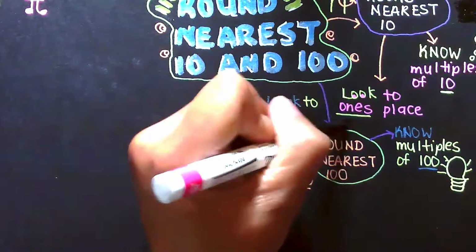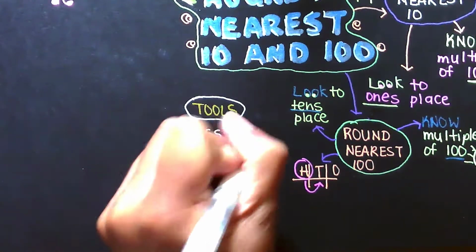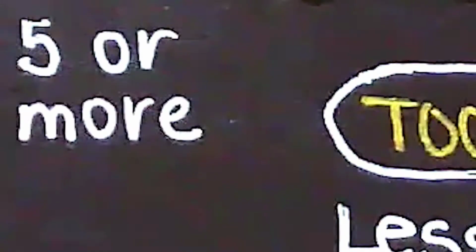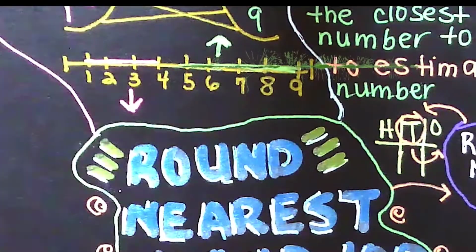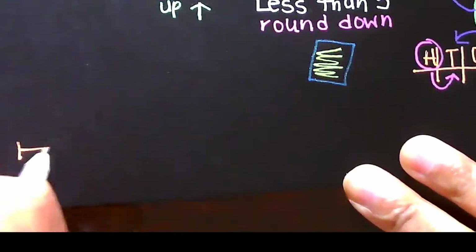Here are some helpful tools. If it's less than 5, round down. 5 or more, round up. And you'll also need scratch paper when you're just getting started. Here's a number line that's counting by tens, and here's a number line counting by 100s.